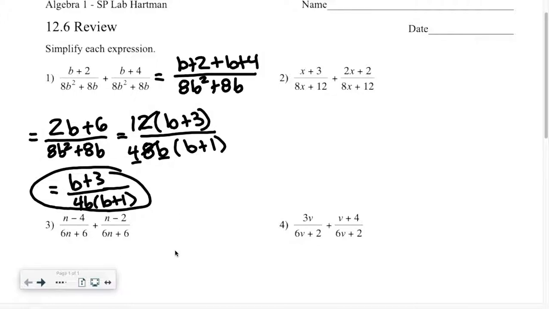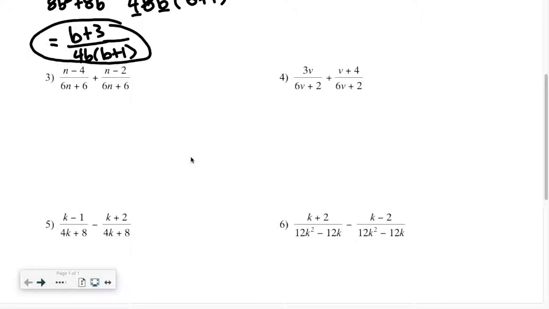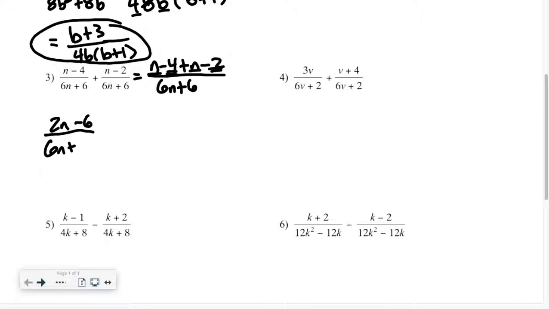I wanted to take a look at a couple more here with you guys. So let's look at number 3 as well. Again, we have the common denominator already. That's a common theme for these problems. 6n plus 6. So we're just going to add the numerators. So it's n minus 4 plus n minus 2. So combining like terms, n plus n is 2n. Negative 4 minus 2 is a negative 6. Okay, this is over 6n plus 6.